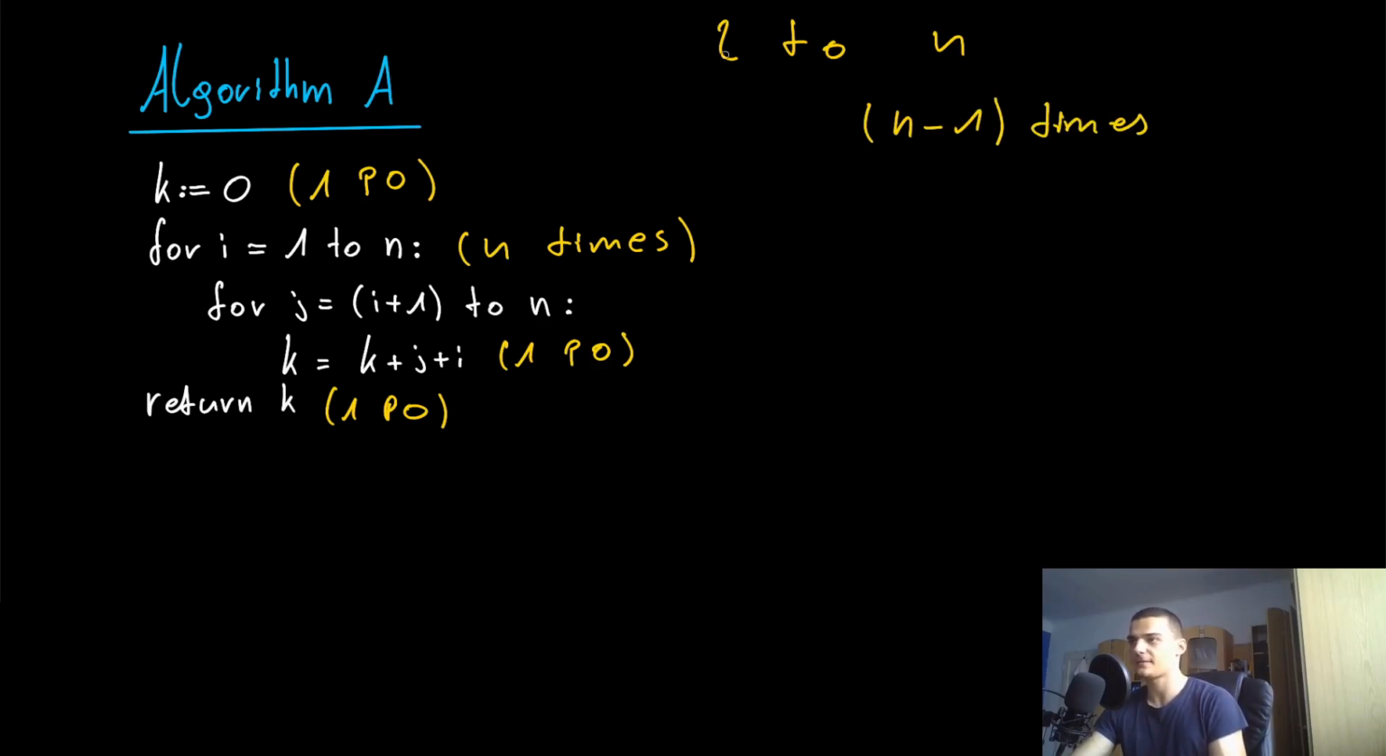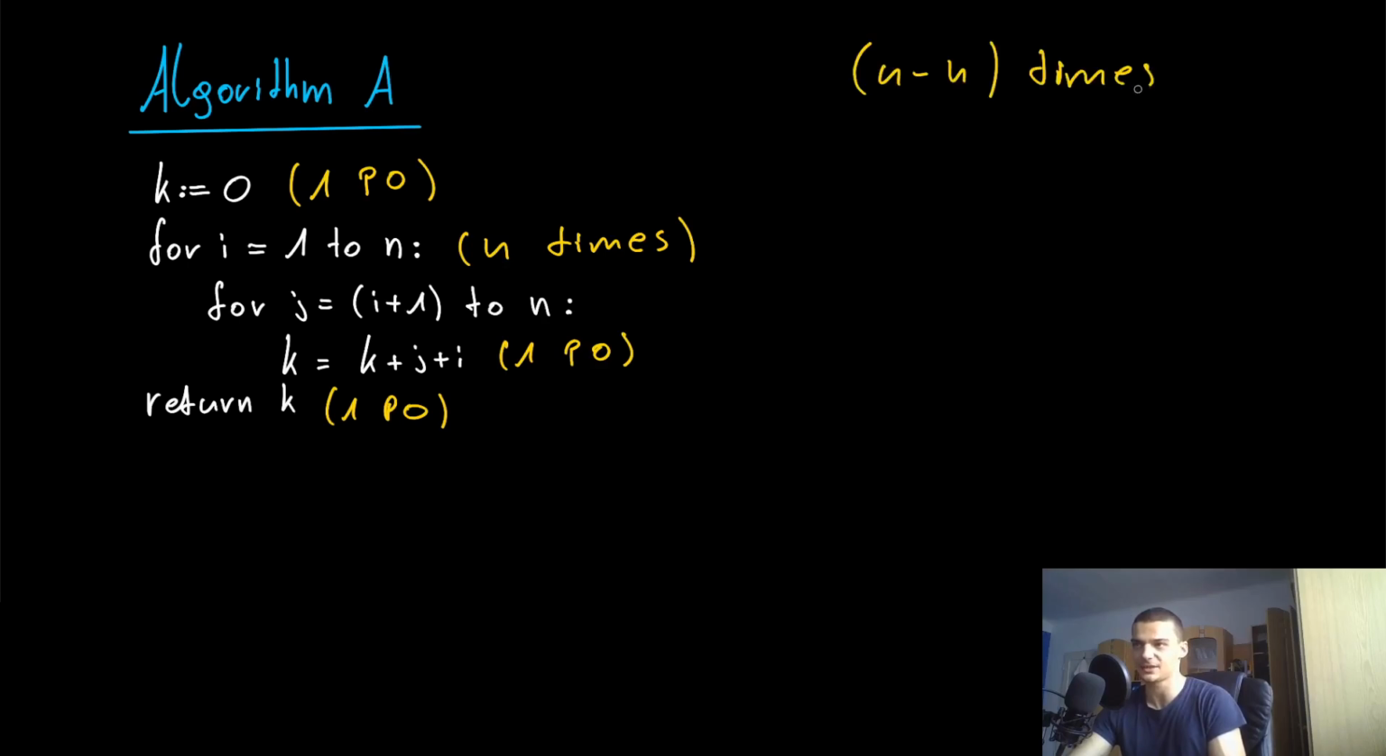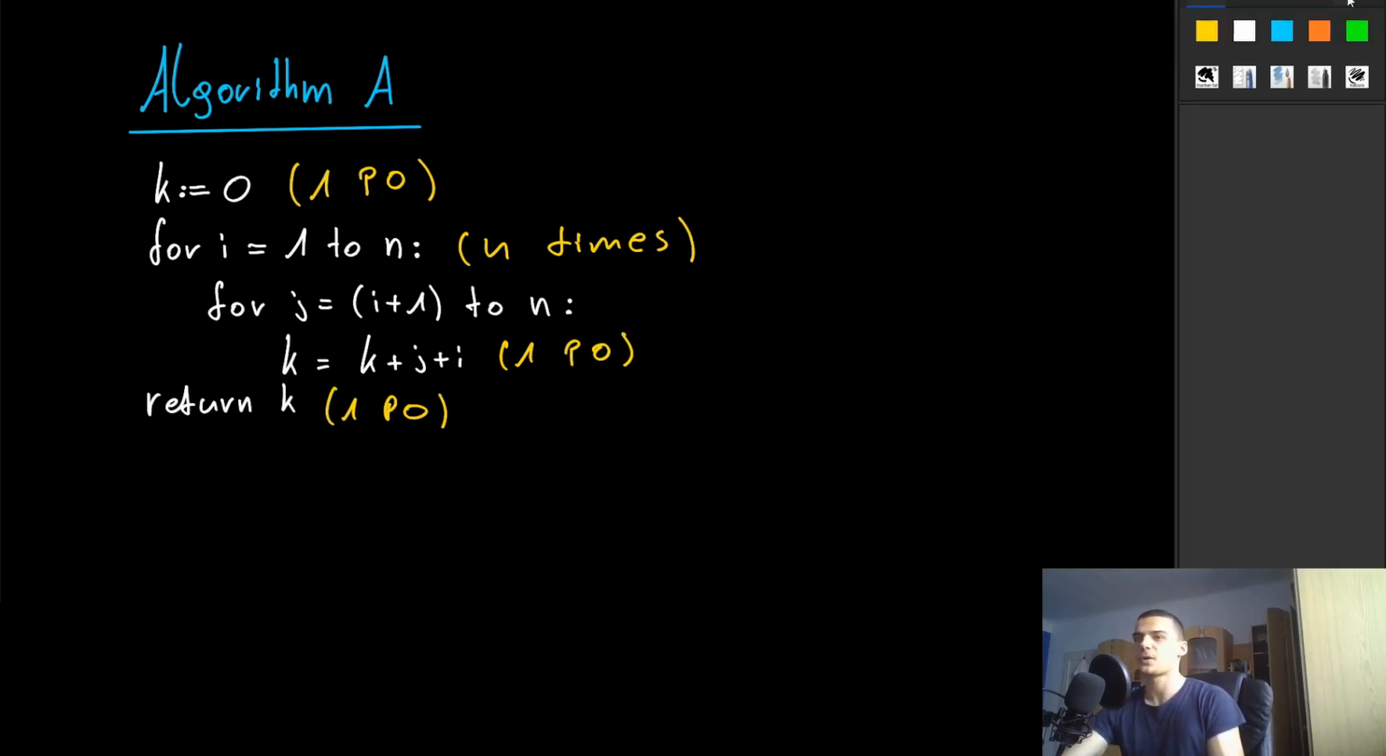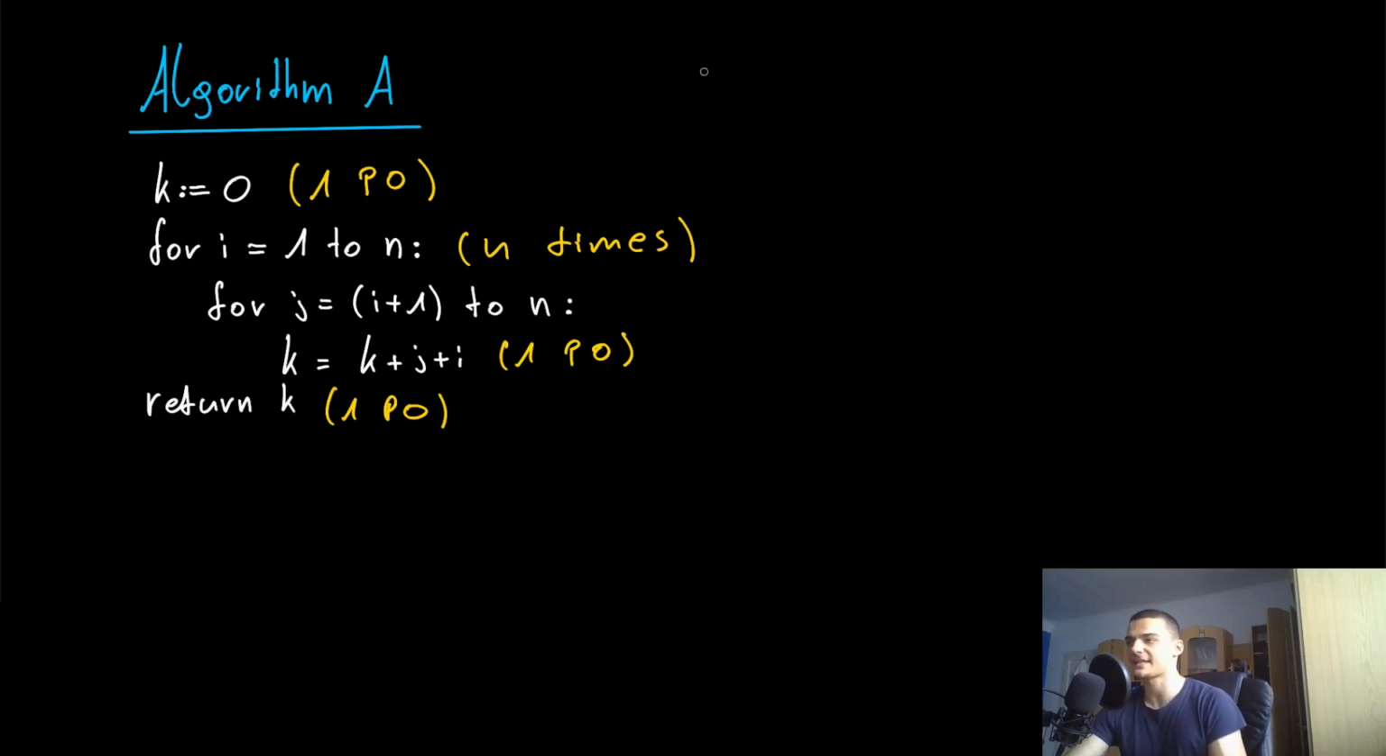Then we have 3 to n, which means it gets executed n minus 2 times, and so on. So in a sense, we keep going like that until we get to n minus n times, because that is essentially just 0 times, which in a sense means that we're just executing this n minus 1 times plus n minus 2 times plus n minus 3 times, and so on, until we get to 3, 2, 1. This is the thing that we need to calculate.